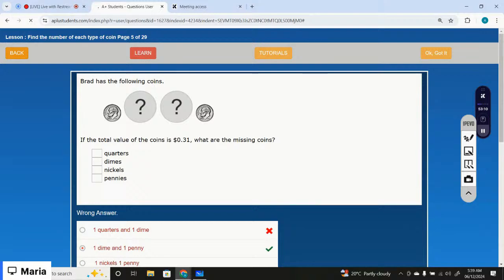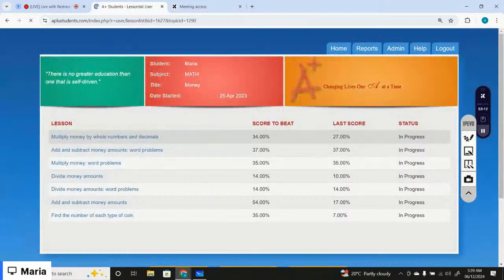So we were working on grade 6 math. The chapter we were working on is money. The lessons we have covered today are multiply money by whole numbers and decimals, divide money amounts, add and subtract money amounts, find the number of each type of coin. So please make sure before the next session you complete all the practice questions for the lessons we just did. That is your homework until next session.